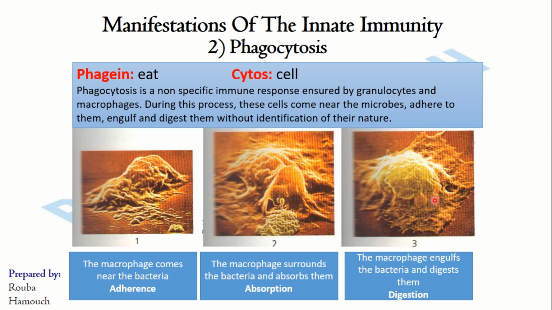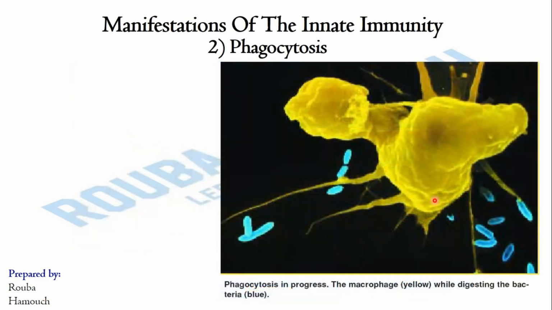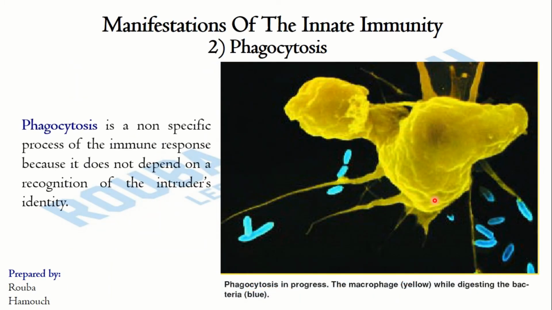There is formation of pus, and the macrophage or the neutrophil will die. And thus here the infection persists. And if the infection persists, we need a specific immune response in order to eliminate the bacterium. So phagocytosis is a non-specific process because it doesn't depend on a recognition of the intruder's identity.